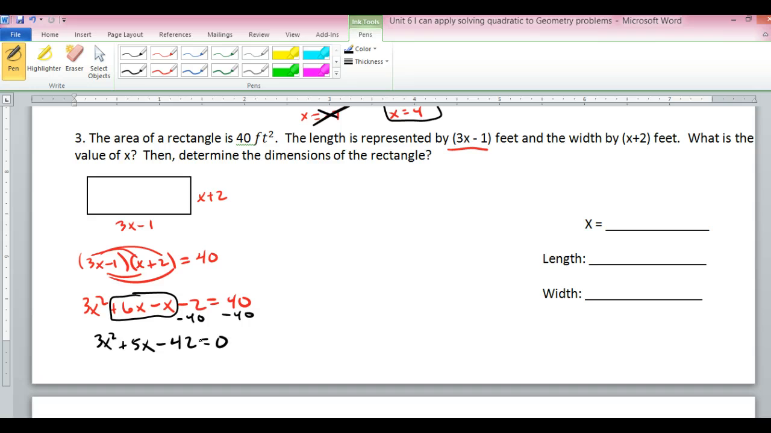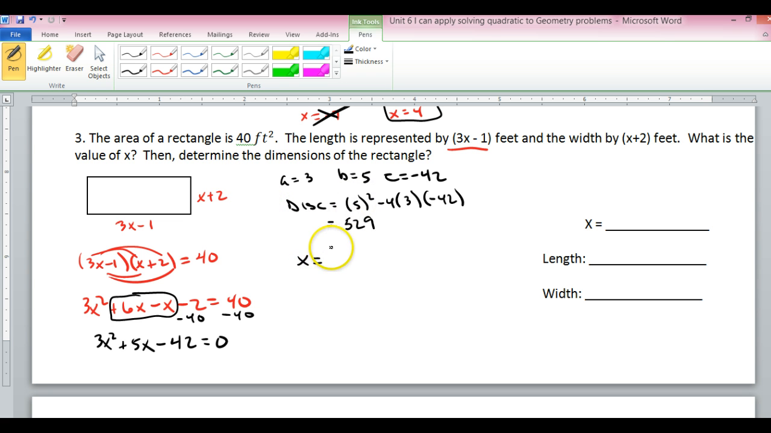Here's the thing. I can check to see if this is factorable, but I would have to use the AC method. This is a problem where it's probably much easier just to go straight to the quadratic formula. So I know A is equal to 3, B is equal to 5, and C is equal to negative 42. So now my discriminant is b squared minus 4 times a, which is 3, and c, which is negative 42. When I evaluate that discriminant, I end up getting 529. So now we can go and find the solutions.